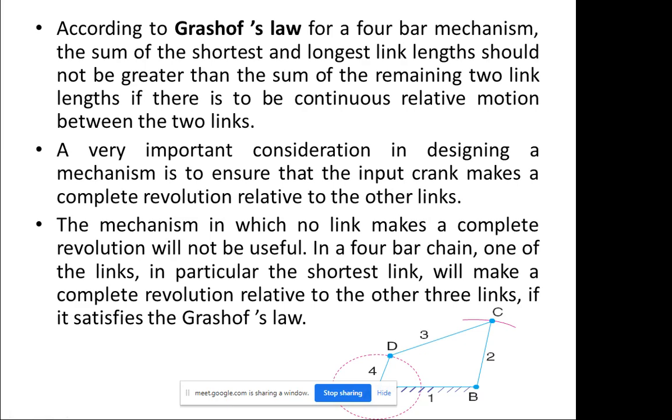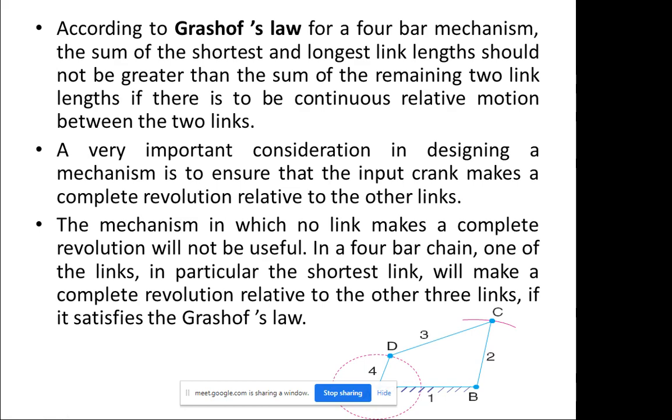According to Grashof's law, for a 4-bar mechanism, the sum of the shortest and the longest link lengths should not be greater than the sum of the remaining two link lengths if there is to be continuous relative motion between the two links. So you have to design in such a way that you consider the sum of the shortest and the longest link. Among the 4 links, you have to see which is the shortest length and which is the longest length.